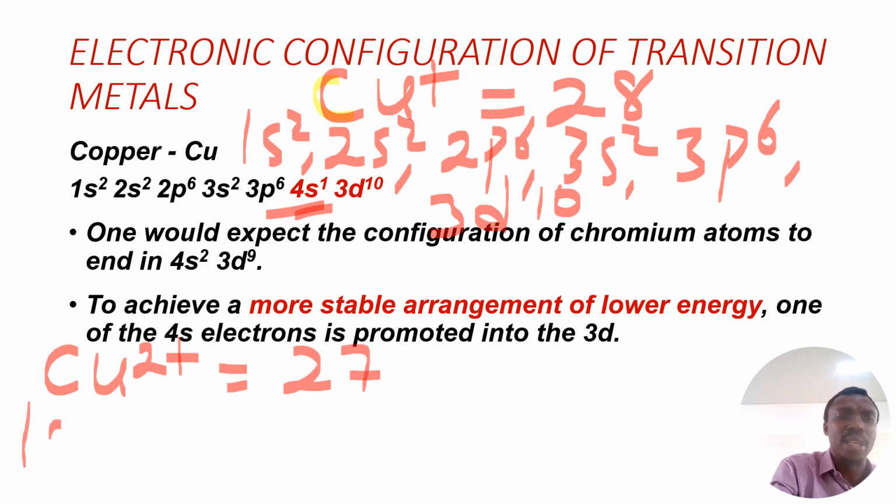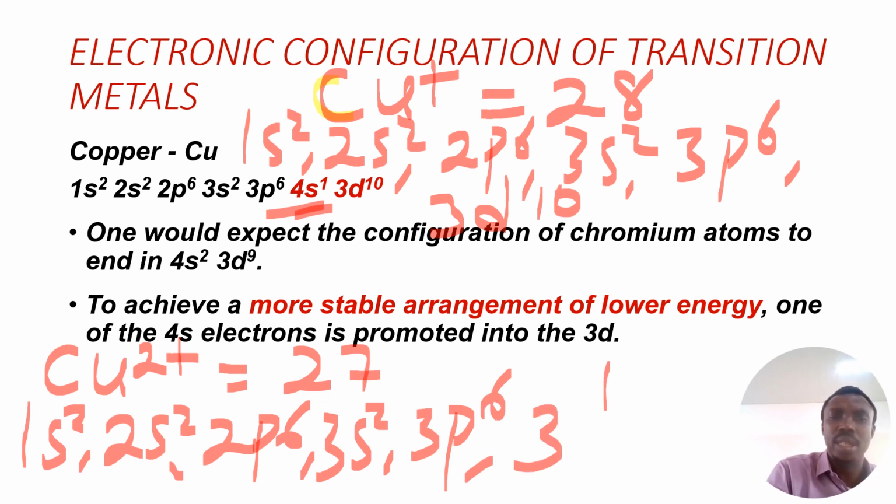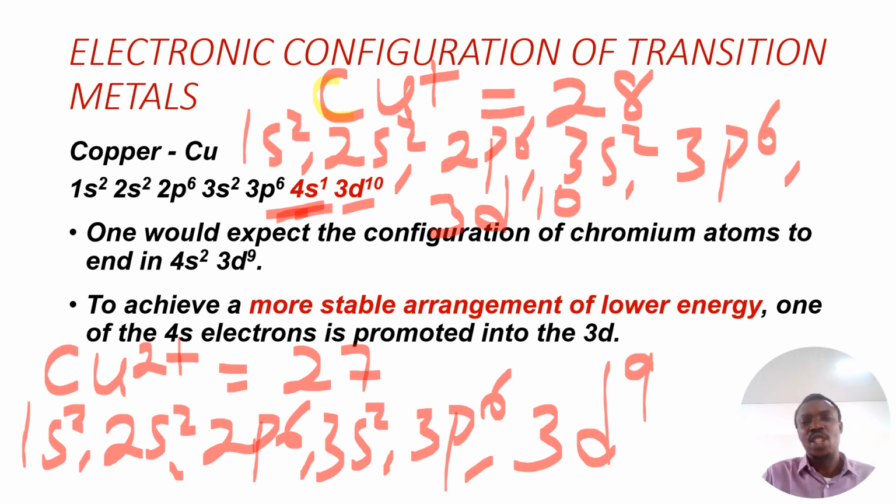So if we have copper 2 ion, which is Cu2+, which is 27, it will be 1s2, then 2s2, then 2p6, then 3s2, then 3p6, then 3d9. So one electron leaves the 4s, and also the other electron leaves the 3d. So the electron will leave the 4s before the 3d. That's why transition metals have variable oxidation states, because the 4s and the 3d are involved in the ionization process. Electrons leave both the 4s and the 3d. Like in copper 2 ion, one electron leaves the 4s, then one electron leaves the 3d to give 3d9.